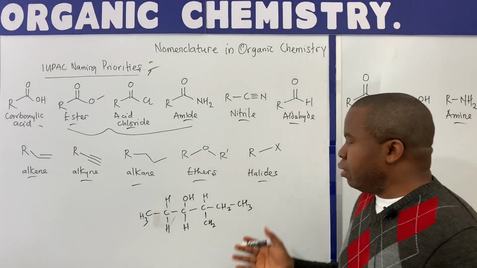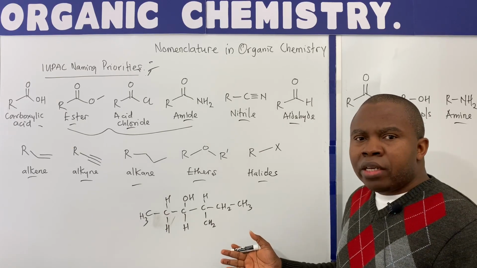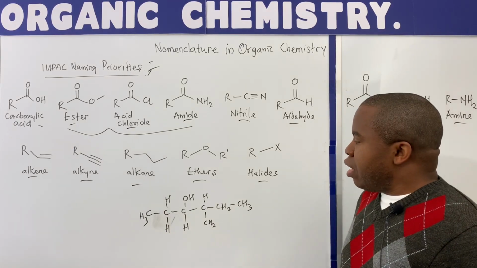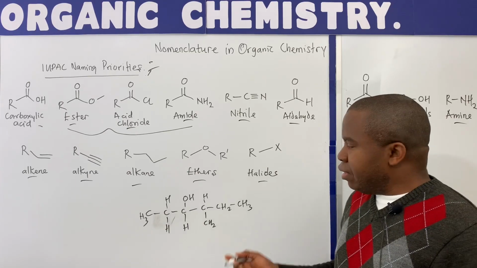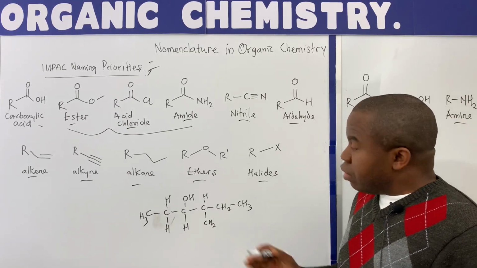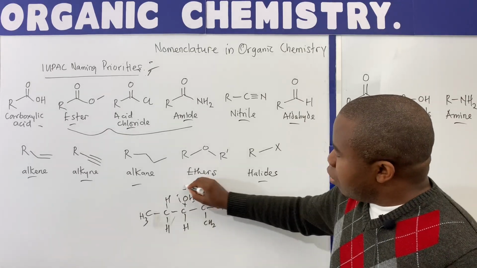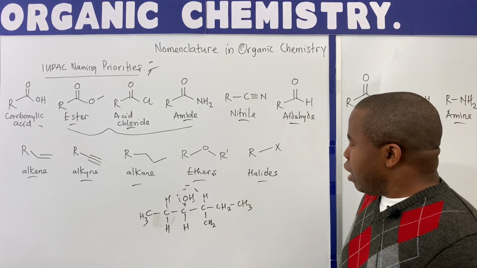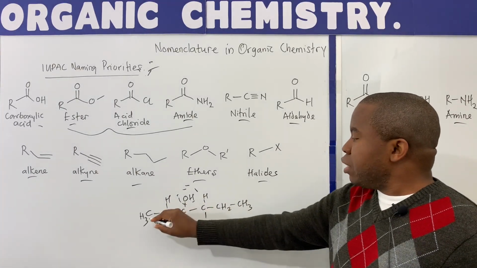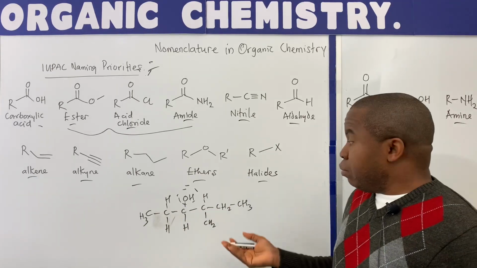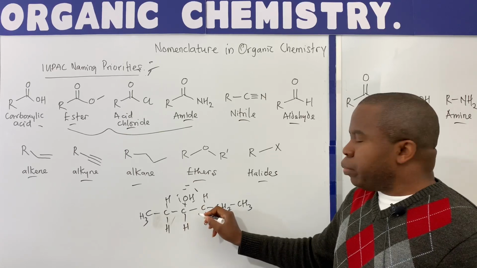Let's say we have something like this, a very simple structure. Now, this is an organic molecule, and we are trying to name this compound. How do we name this compound? The first thing you need to identify are the functional groups that are present in this molecule. If you look at this molecule, you quickly see that we have the alcohol, the OH group, and we have a carbon-to-carbon straight chain in this molecule. There is no double bond, there is no triple bond.